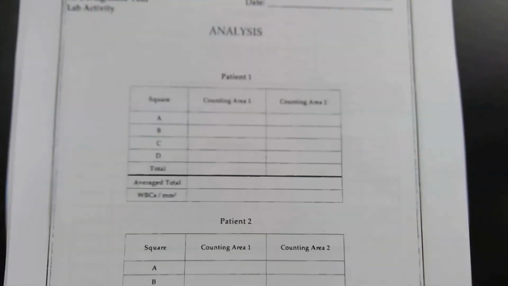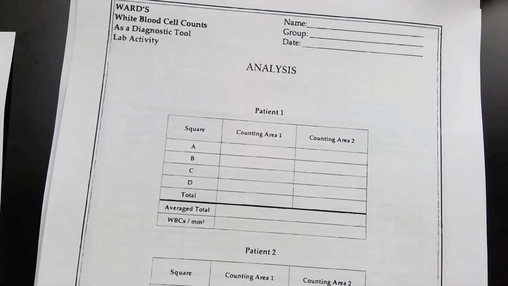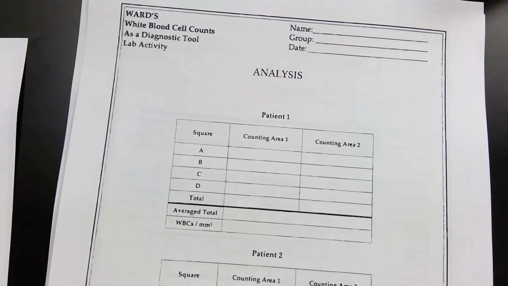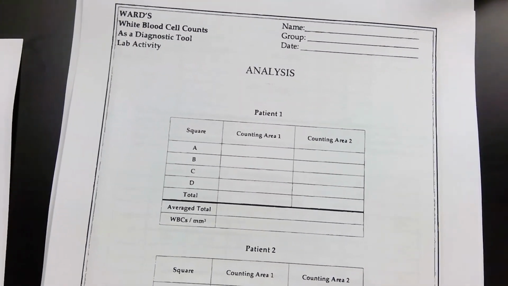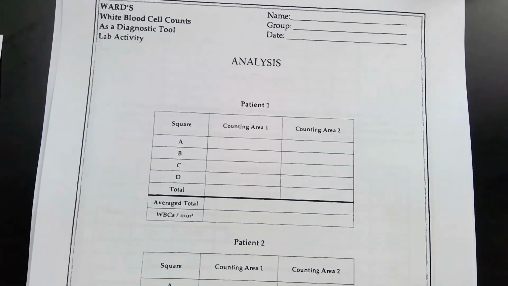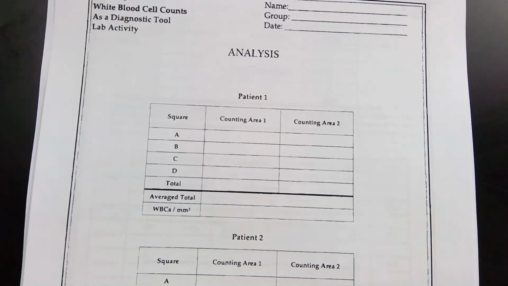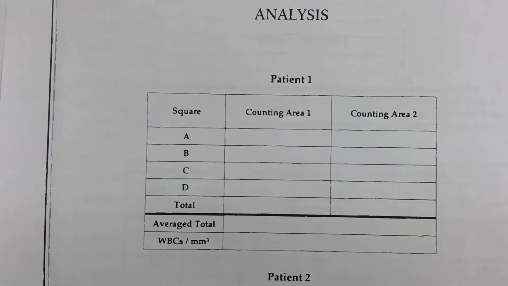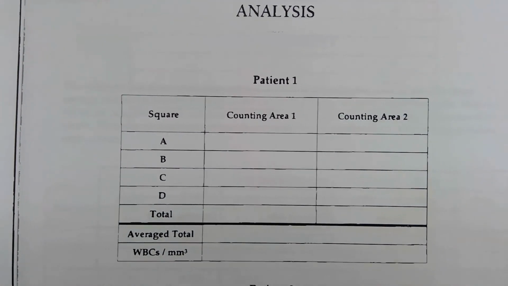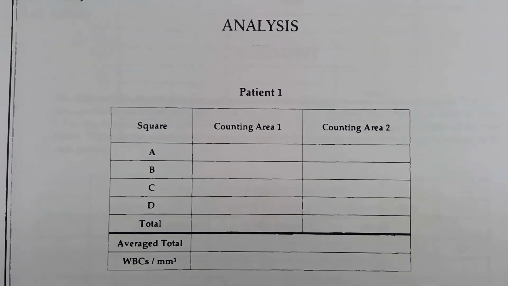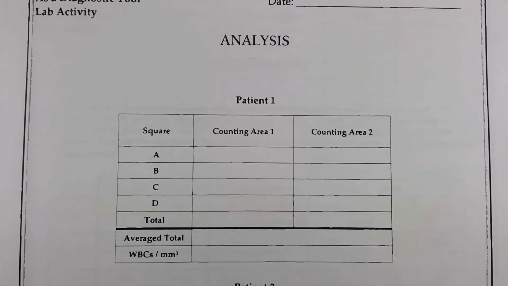So in science, you always want to do replicates. You don't want to just rely on one count. You want to do multiple counts and then average them together. That gives you a better picture of the data. So then you take your counting area 1, your counting area 2, and you average them.